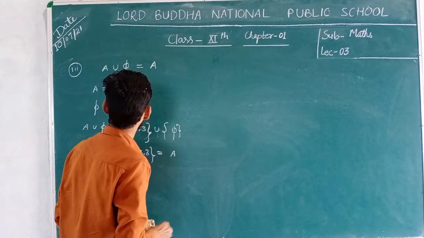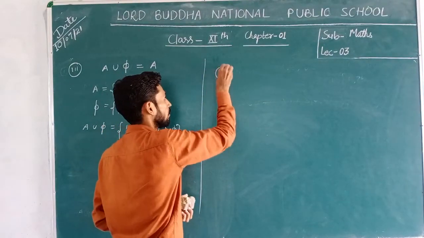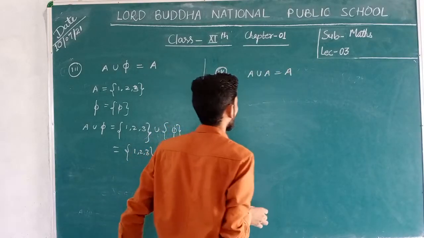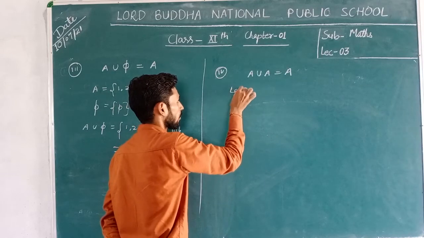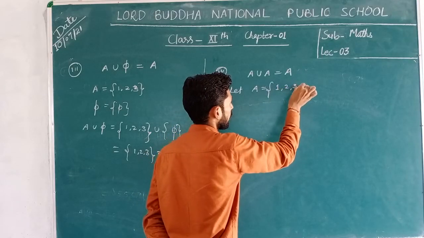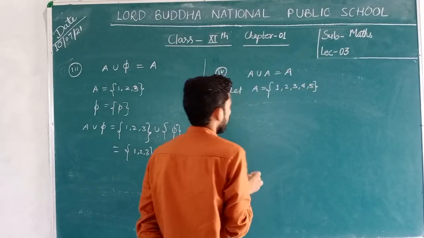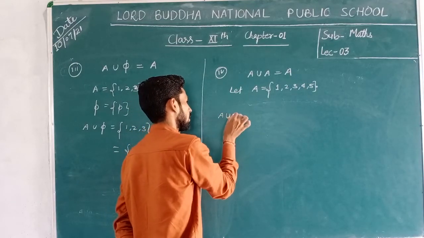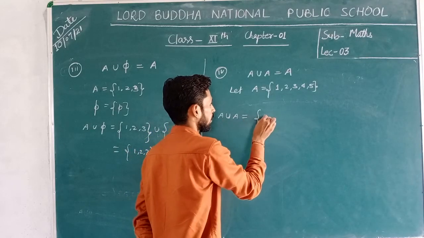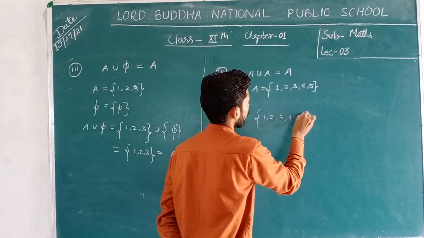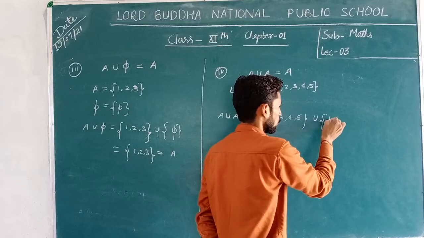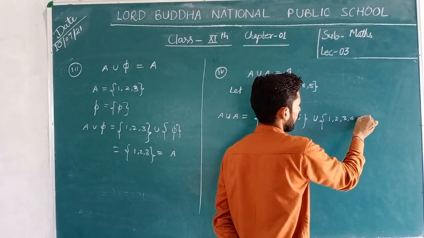So the next property is point number 4: A union A equals A. Let A be the set whose elements are 1, 2, 3, 4 and 5, and we are going to take A union A. That will be equal to, in place of set A, 1, 2, 3, 4 and 5, take the sign of union, and in the next set it is already set A. So write 1, 2, 3, 4 and 5.